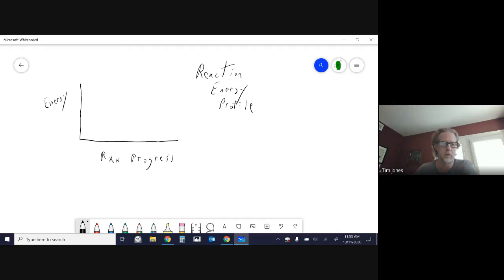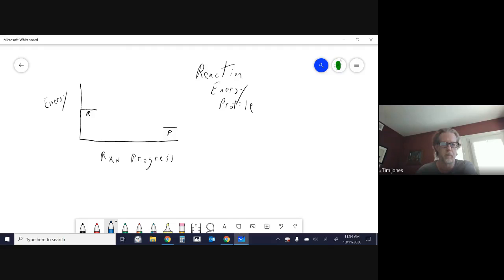And so let's just put our reactants here. Let's put an R for reactants. If it's endothermic, the products will end up higher, like there. If it's exothermic, the products will end up lower, like here. And then it'll always be a hill.